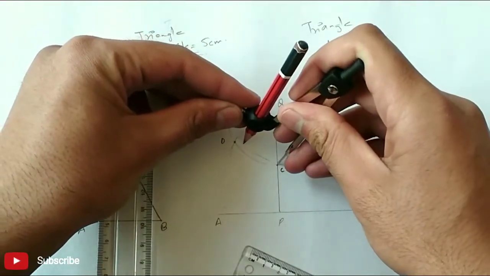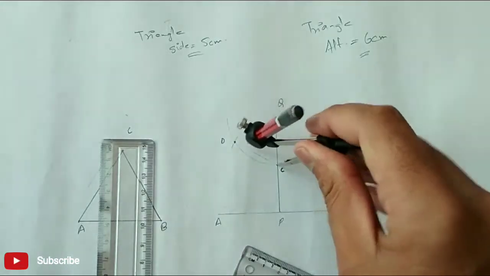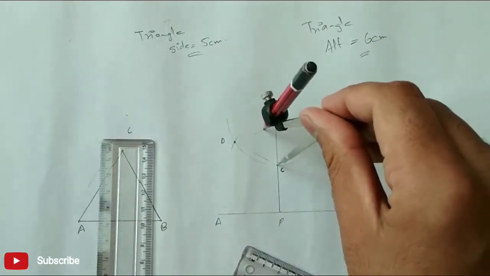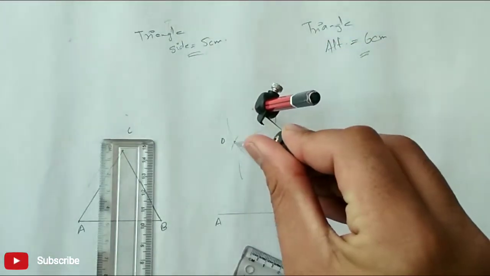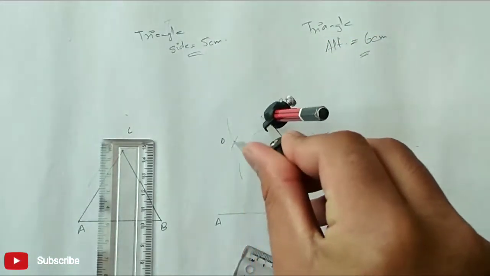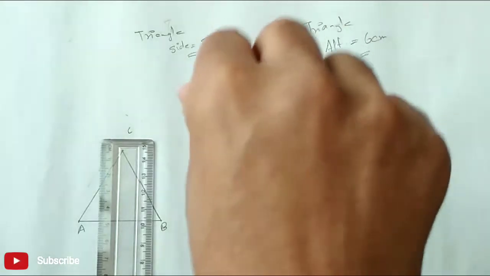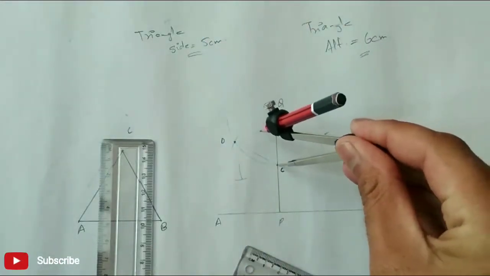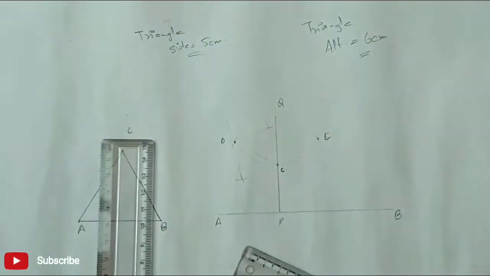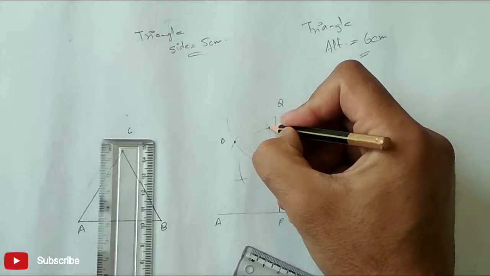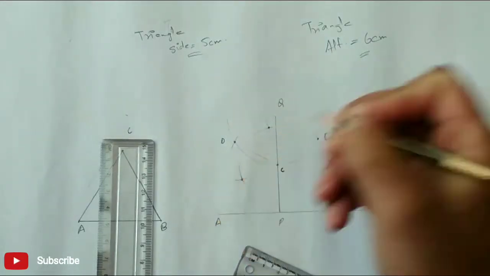I'll take the radius of this compass a little less than the length of this line DC and draw an arc in this direction and in this direction. Then I'll take the compass with the same radius at point D and draw an arc in this direction and in this direction. These two arcs will intersect each other at certain points. I'll mark those points. So here is the point, here is another point.